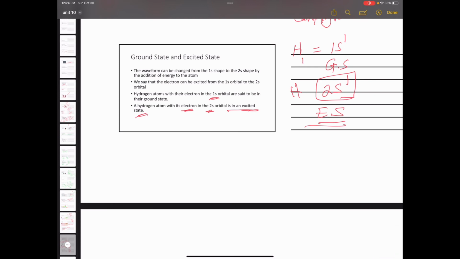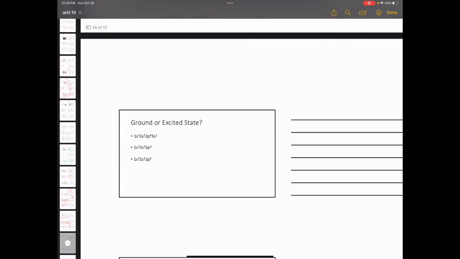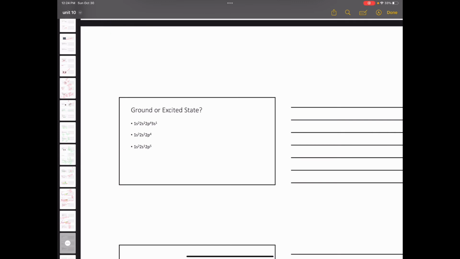So how do we determine what is an excited state and what is a ground state? In order to determine which one is a ground and which one is excited, we look for abnormalities in the electron configuration. Any abnormalities in the electron configuration indicate it is an excited state and not a ground state.